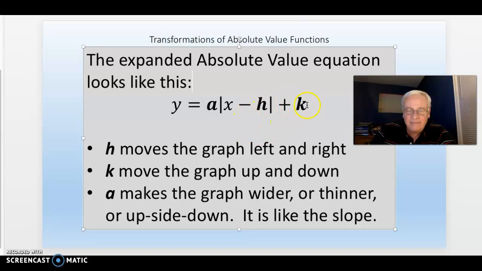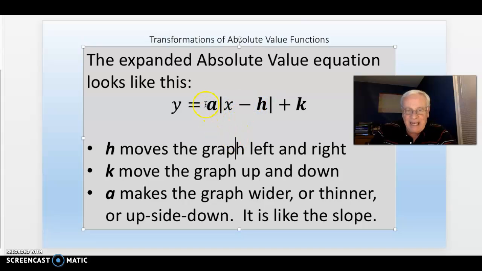Outside here is the k. K moves it up and down. All right? When the k outside here is +2, that means you move it up 2. It's exactly like it reads. Plus means move it up. Minus means move it down. Okay? It's different inside the absolute value sign because you're right next to the x. Okay? It's kind of the opposite inside here because this is a minus sign.